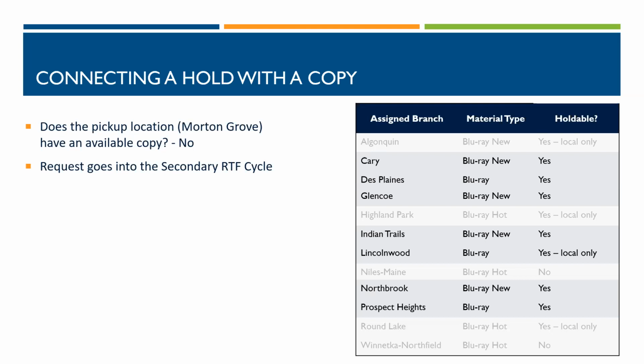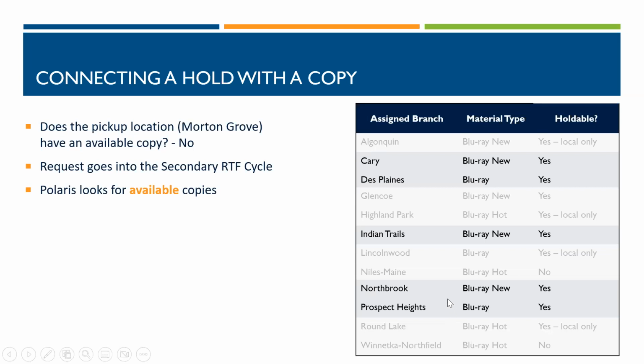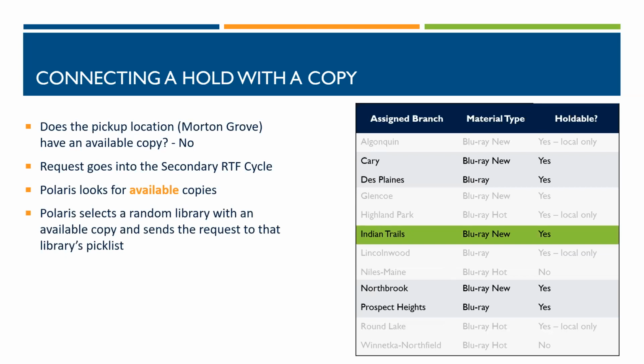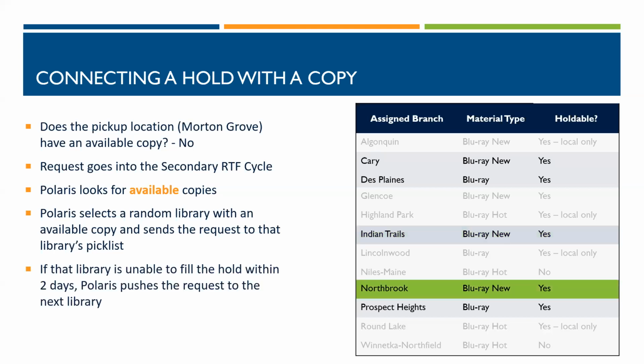So it's going to check all the other CCS libraries. Polaris looks to see which eligible copies here are available. So let's say in the meantime, we've got a couple copies that have been checked out, which makes them now ineligible for a pick list. And Polaris is just going to pick a random copy and it will add that request to the library's pick list. So Indian Trails is the lucky winner. Indian Trails will get our request on their pick list. If that library does not fill the hold, Polaris is going to push the request out to the next library in line.